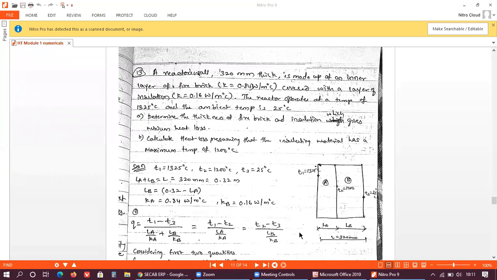What we are trying to clear in this problem statement. Okay, so now we will extract the given data as per this wall. We try to extract the given data.